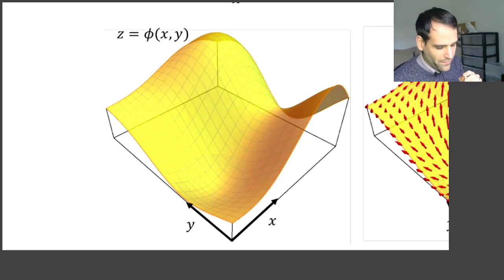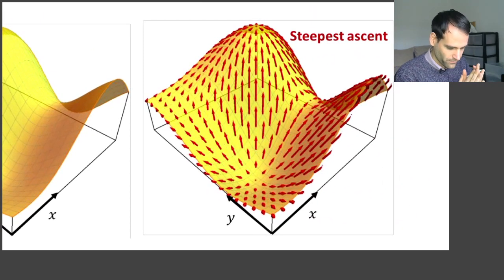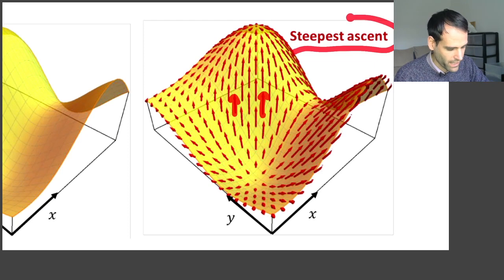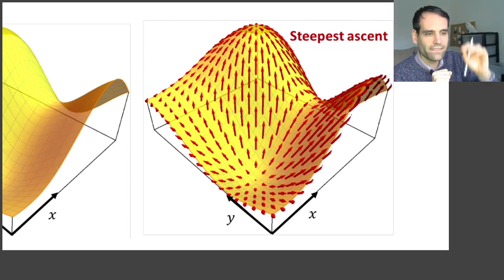And now I'm going to add the gradient of this scalar field using arrows. And now you can see how nice this is. So clearly these arrows are pointing in the direction of steepest ascent, which is the direction in which the height will increase the fastest.